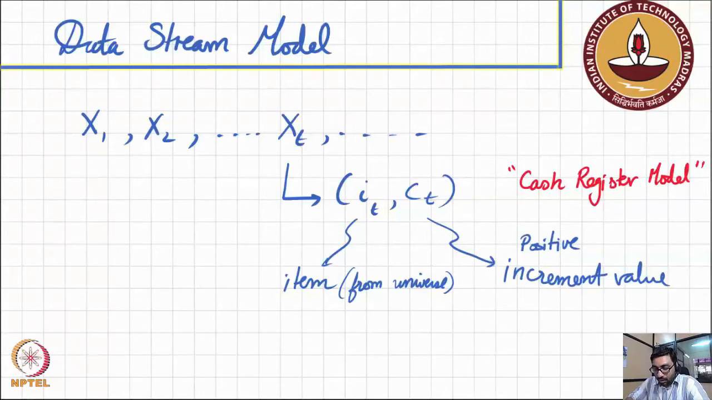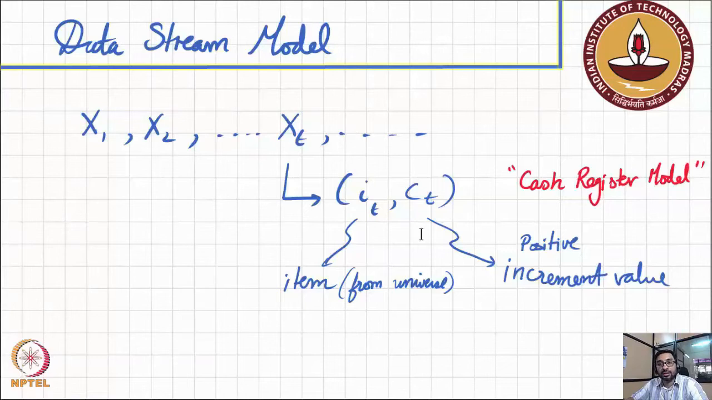Our items in the data stream arrive one after another. We call them x1, x2, and so on up to some xt, and they follow what is called the cash register model. So each element in the data stream, say xt, comprises two components. There is the item IT, so this could be, for example, the source destination pair that this particular packet is connecting between, and CT is a positive count. It's an increment value.